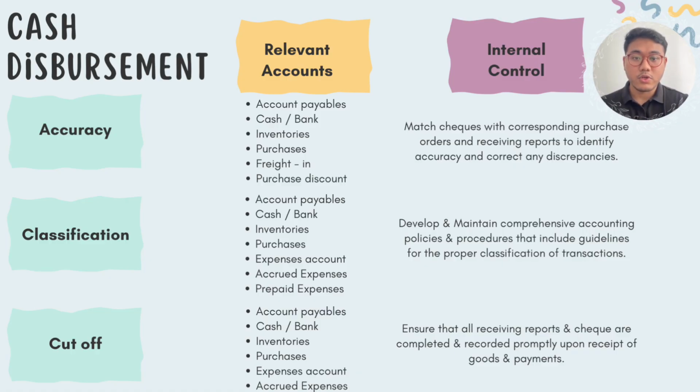Next is cut-off. We consider the cut-off aspect, which ensures that transactions are recorded in the correct accounting period. This prevents misstatement in financial reports, especially at month or year end. The accounts involved are similar to those under classification, including accounts payable, cash or bank, inventory, purchases, expenses, and accrued expenses. Here, internal control is about ensuring that all receiving reports and checks are complete and recorded promptly upon the receipt of goods or services and payment. This helps maintain accurate timing in financial entries and avoid any potential delay or error in reporting.